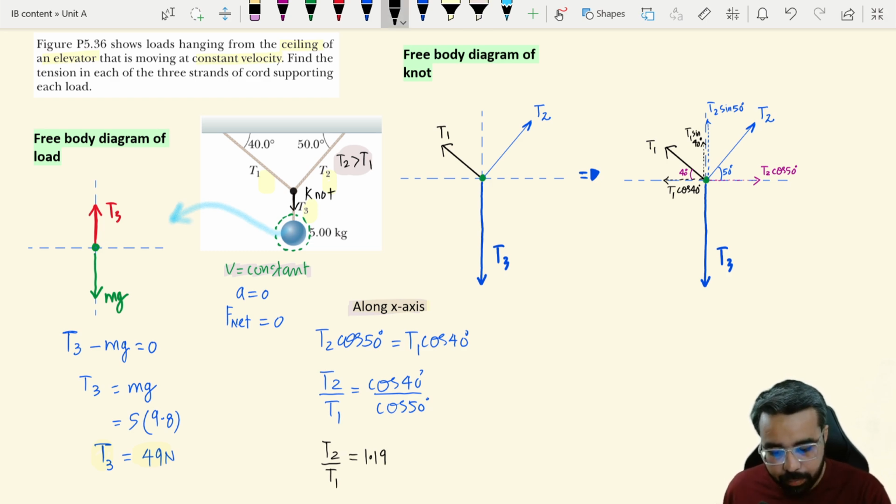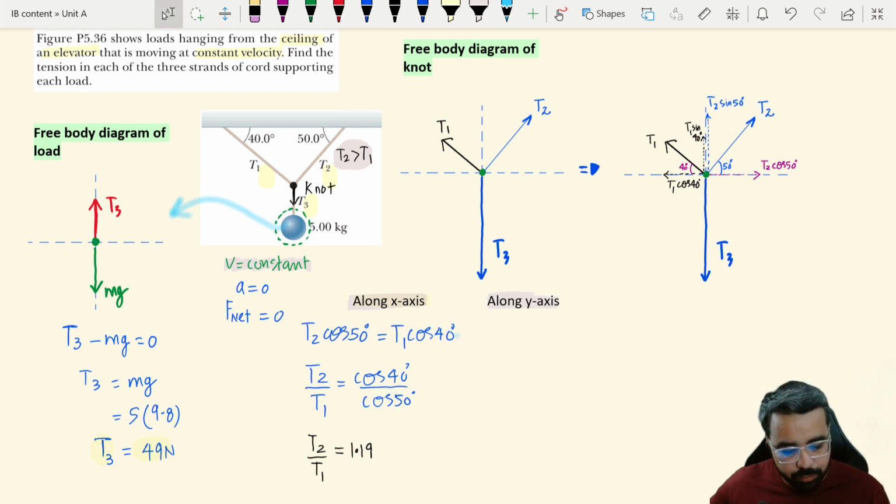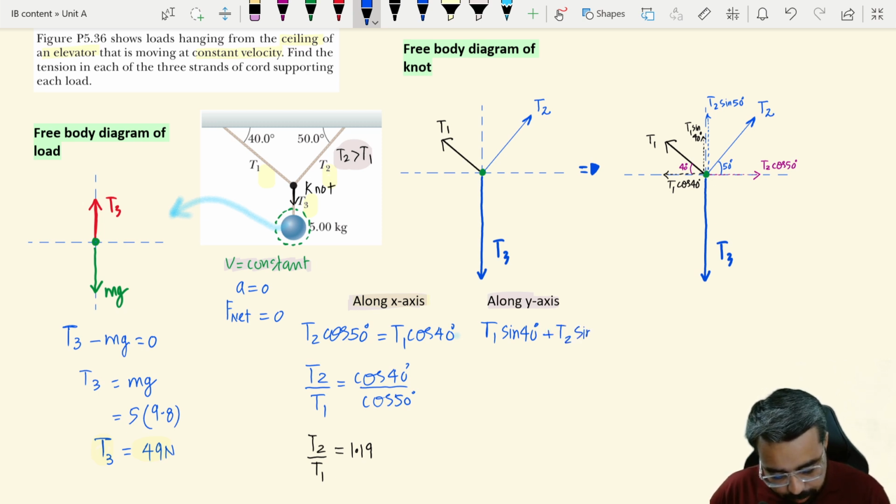Okay, now let's write the equation for the y-axis. So students, as you see from the diagram, T1 sin 40 degrees is directed vertically upward, plus T2 sin 50 degrees is also vertically upward, equal to T3. Okay, so now we get an equation.